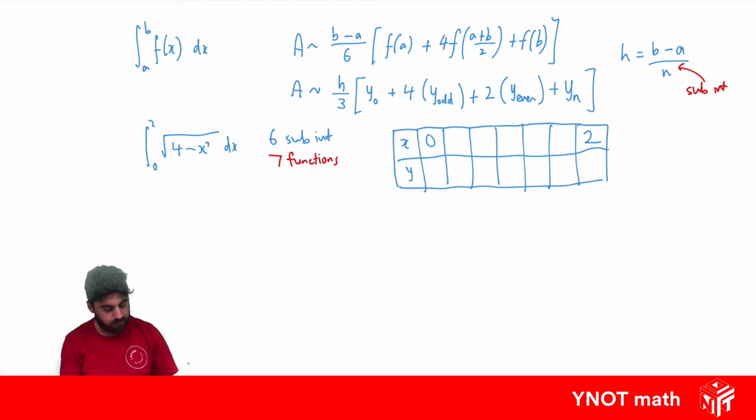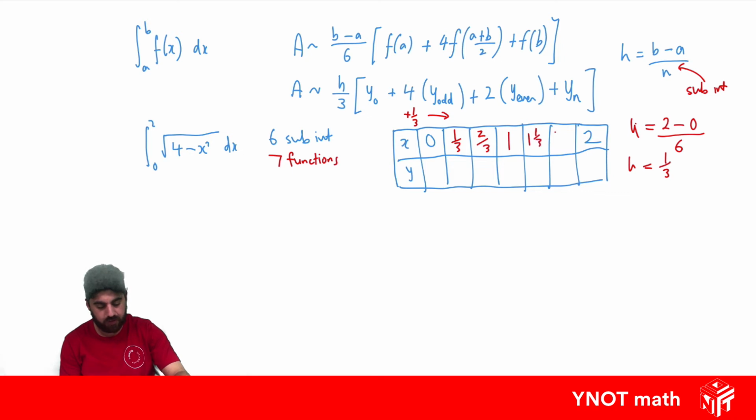So let's work out the height. We know the height is b minus a, so 2 minus 0, over the number of subintervals, and we're going with 6. So our height is going to be 1/3, and that's what we need to keep adding every time, starting from 0. So we'll get a third, add another third, we get 2/3. Add another third, we get 1. Add another third, 1 1/3. Another third is 1 2/3, and another third gets us to 2. So we've done that correctly.